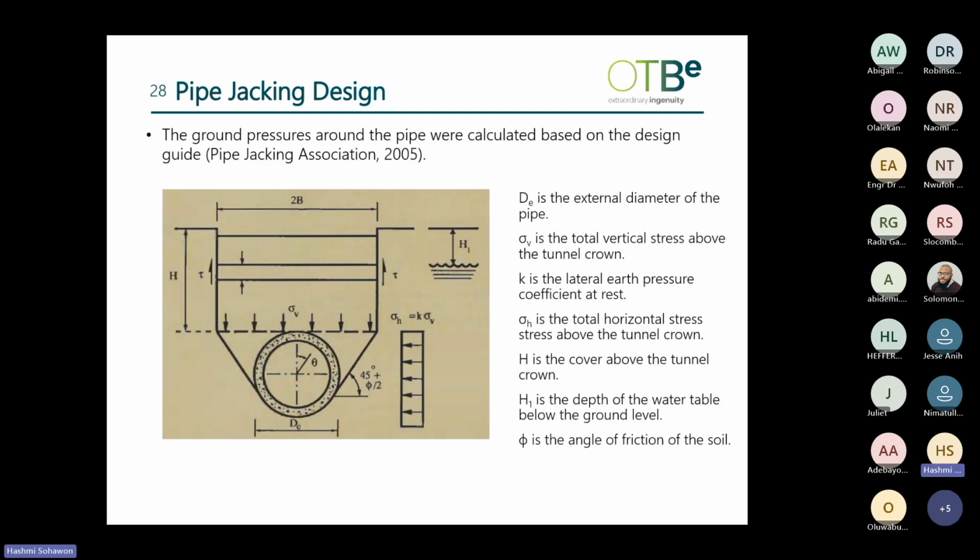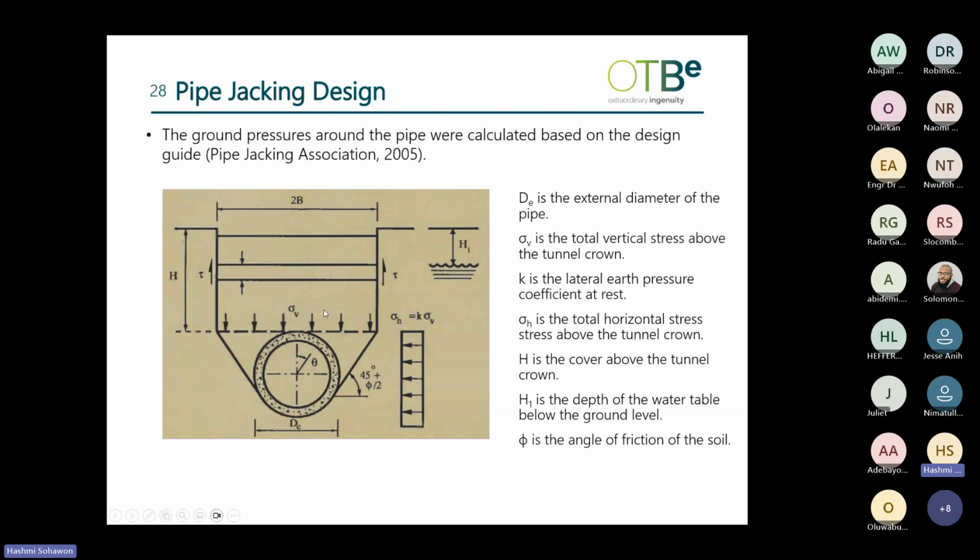The Pipe Jacking Association has a design guide, a very comprehensive guide with several equations and worked examples for various ground conditions. And this is what was used to calculate the ground stresses and the shear forces that are mobilized during the construction. The diagram here shows the stresses acting around the pipe. You have the horizontal stress, the total vertical stress here, and the horizontal stress here, and it shows the main failure mechanism, which is this block of soil moving vertically downward towards the tunnel.